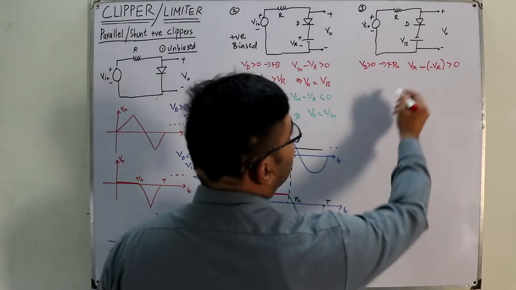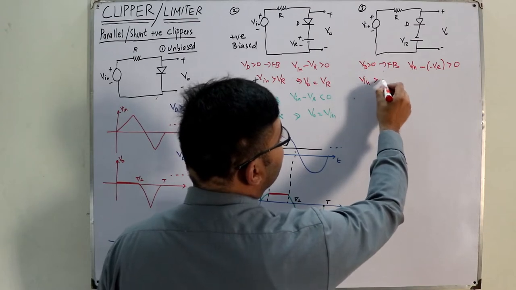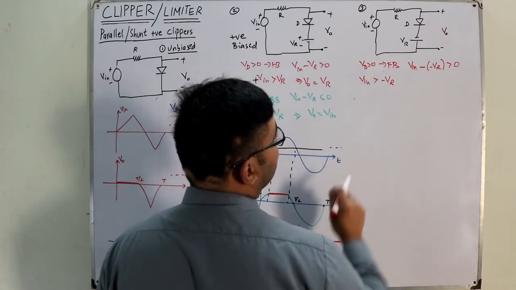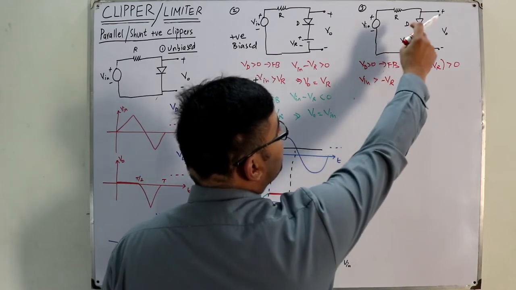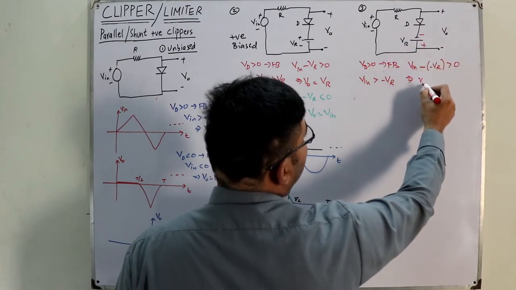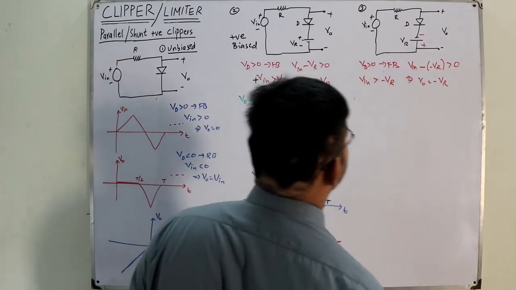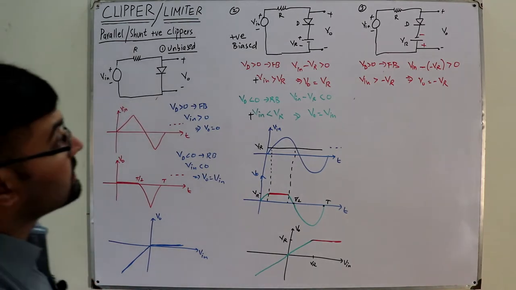Yes. So in this case, what would happen? The V input voltage should be greater than minus of VR. So this would imply that the diode is short circuited. So the output is equal to minus of VR.